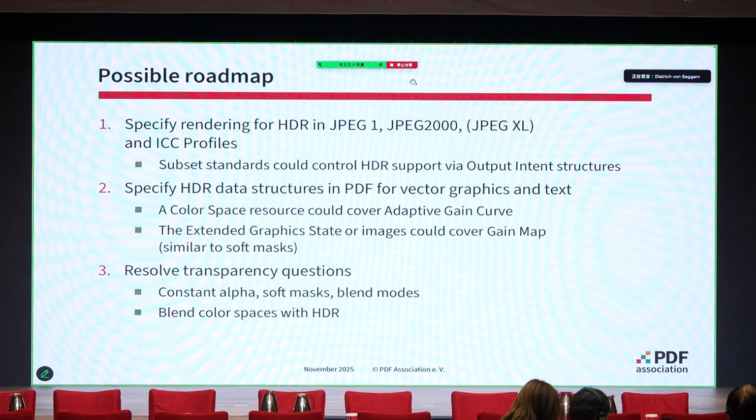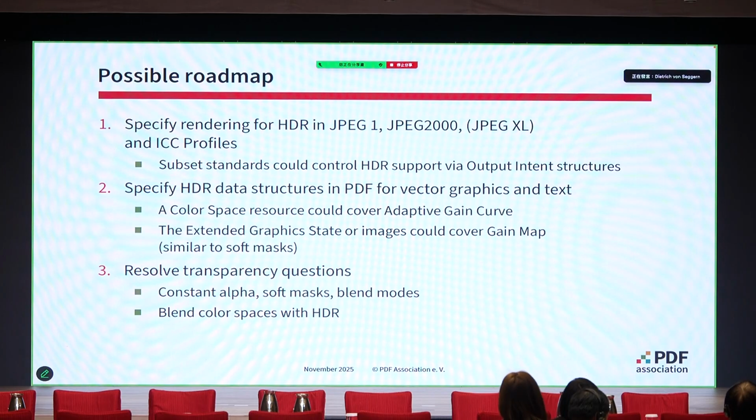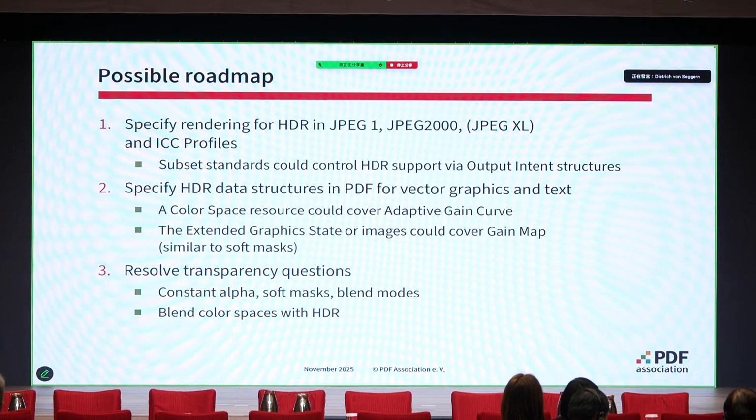So as I've said, these are just questions we need to answer before we can really say PDF supports HDR. And then I wanted to close with a roadmap of how that may happen in the future. So as I've said, we already have HDR in PDF in the form of JPEG images. We currently have JPEG 1, JPEG 2000. We will have JPEG XL, all of which have support for HDR. And we have ICC profiles, again, with support for HDR.